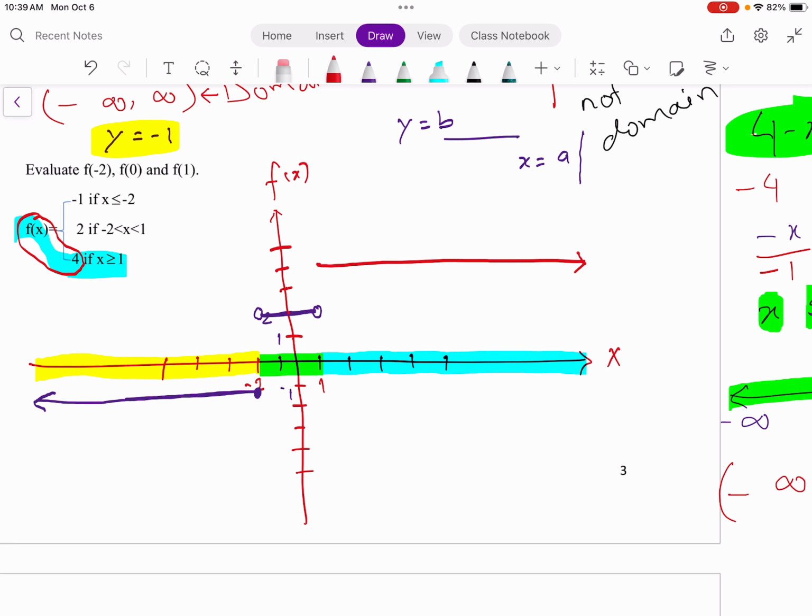+infinity. Now, do we include +1 in this graph or not? We have x equals 1. It means we have a closed circle at this end. So we have a closed circle at this end, and this is the graph for this piecewise function. On your next exam, you will have one piecewise function and you will be asked to graph it. You should know how to graph a piecewise function.